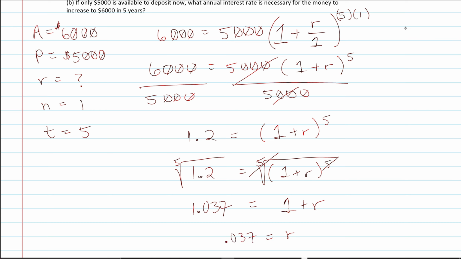So thus the interest rate must be, we're going to move that decimal point 2 places to the right to make it a percentage, 3.7%. So she must take that $5,000. If she wants $6,000 in 5 years, where it's compounded annually, she must take that $5,000 and put it into an account that gives a rate compounded annually of 3.7%.